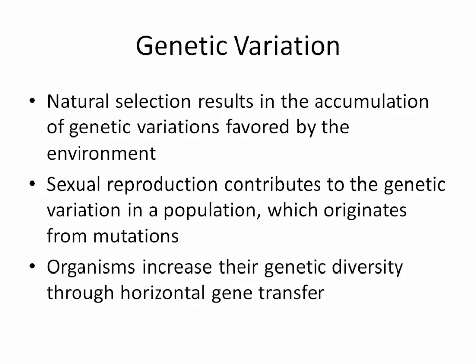Natural selection results in the accumulation of genetic variations favored by the environment, and sexual reproduction contributes to the genetic variation in a population, which originates from mutations. So organisms can increase their genetic diversity through horizontal gene transfer.